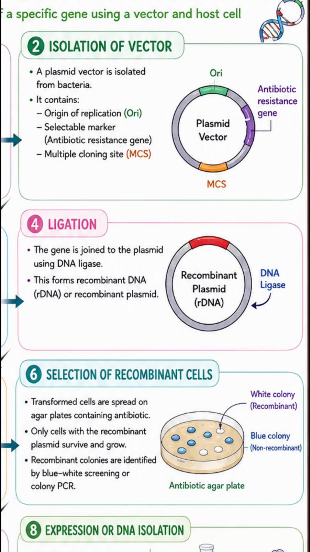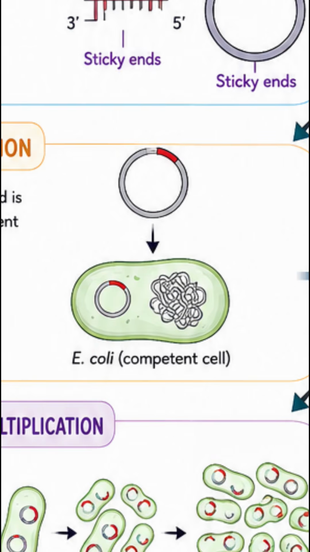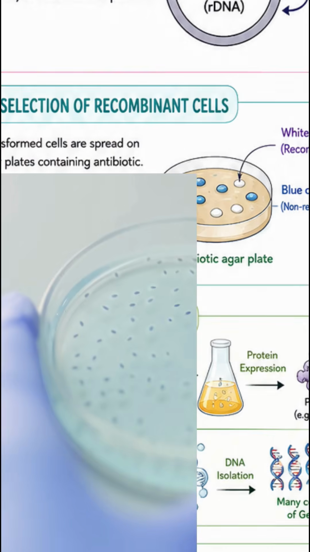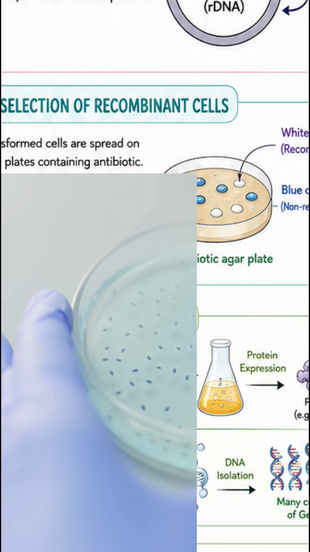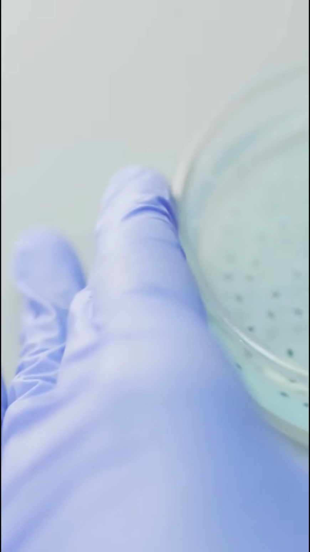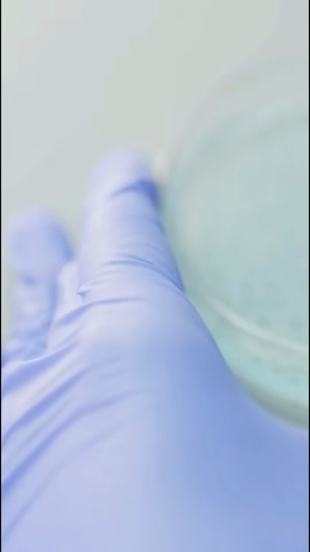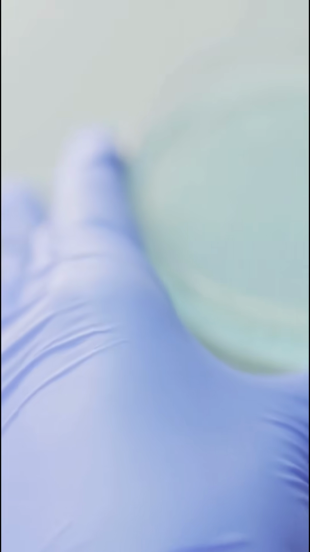Then the recombinant plasmid is introduced into the competent bacterial cell, using E. coli, and this method includes heat shock treatment or electroporation. Then the cells are grown on an antibiotic-containing medium, and only bacteria carrying the plasmid survive. These colonies are the recombinant colonies.